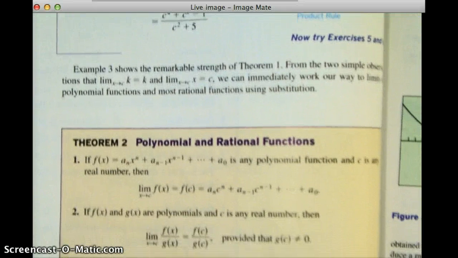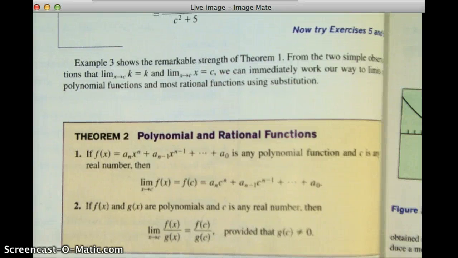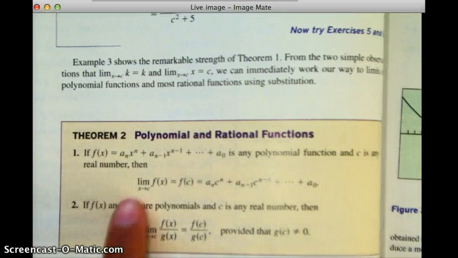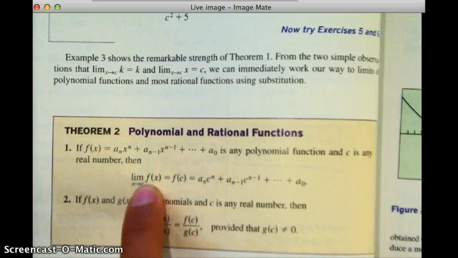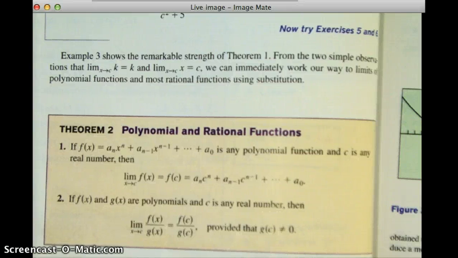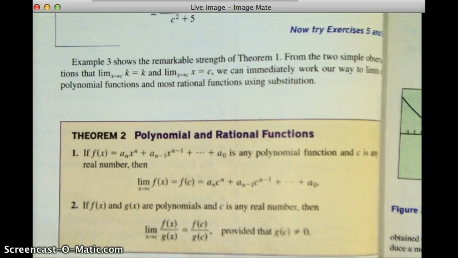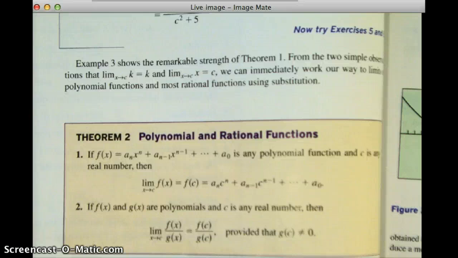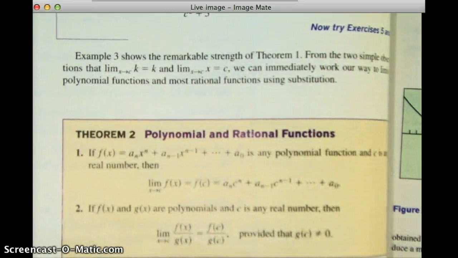Theorem number 2 says, for polynomial and rational functions, if you have any real number c, then the limit as x approaches c of that function is the same thing as just plugging in c to the function. And there's a special reason for this that's related to the graph that you might start to imagine. But for now, copy it down and let's just use this for what it's worth. It's basically saying that we're going to save ourselves a lot of time. Example 4 from the textbook shows you how we might use this theorem.